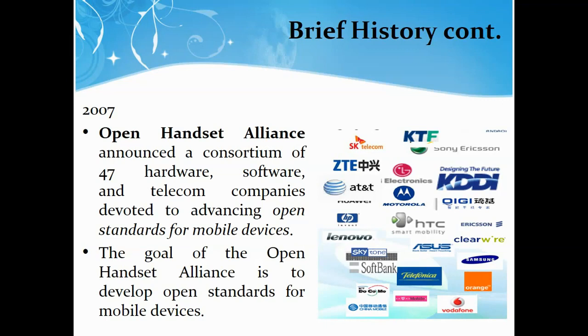An alliance is a group of people who are ready to contribute. All these companies have contributed something or the other to the Android operating system that we have today, and they are there to advance open standards for mobile devices. Why do I say open standards? Why is it the Open Handset Alliance? All these words are very important. Just keep this in mind, guys.